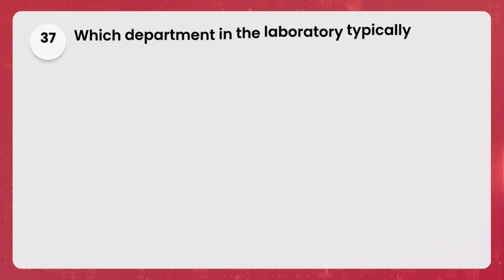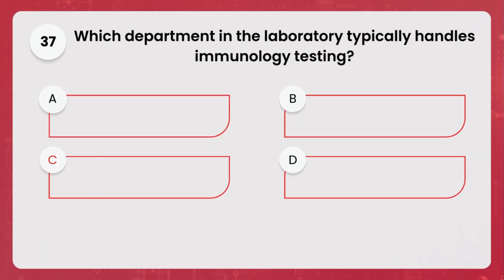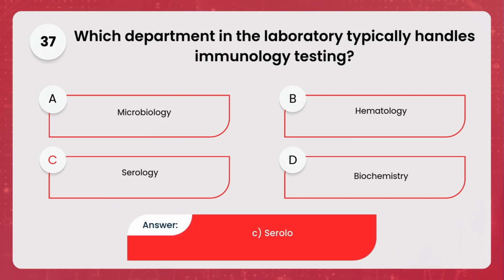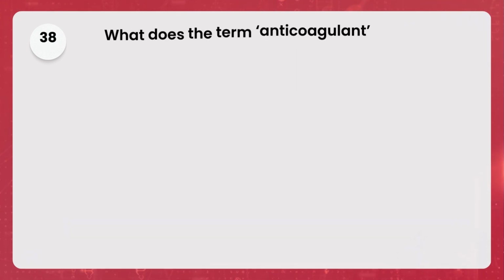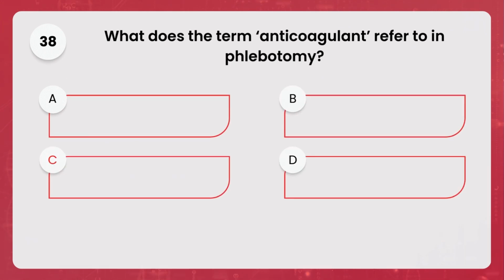Number 37. Which department in the laboratory typically handles immunology testing? A. Microbiology. B. Hematology. C. Serology. Or D. Biochemistry. The answer is C. Serology.